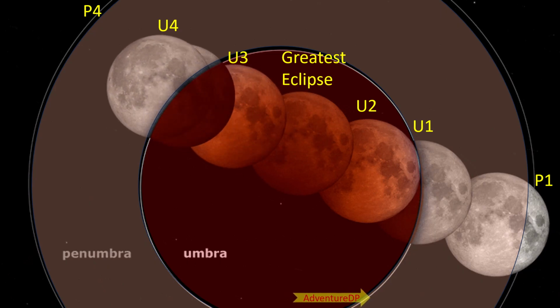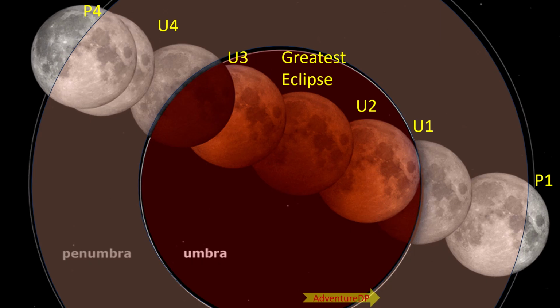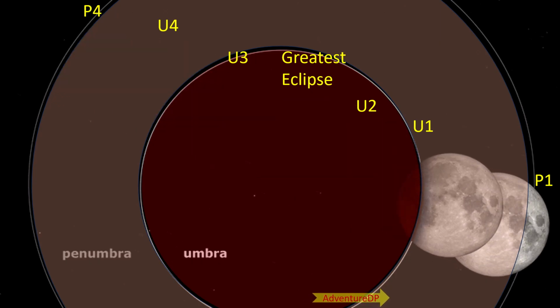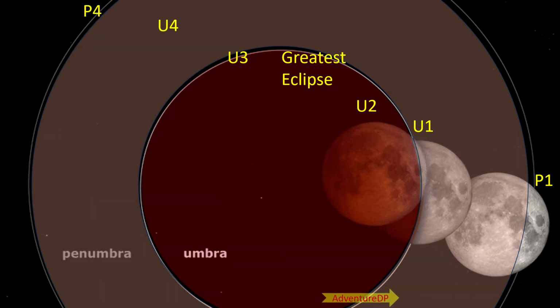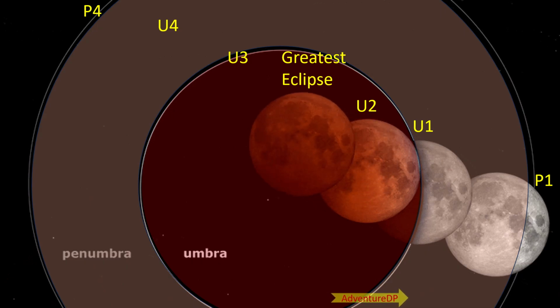The moon's outer limb begins to exit the umbra and the total phase ends. The edge of the moon begins to exit the umbra, marking the end of the total eclipse.